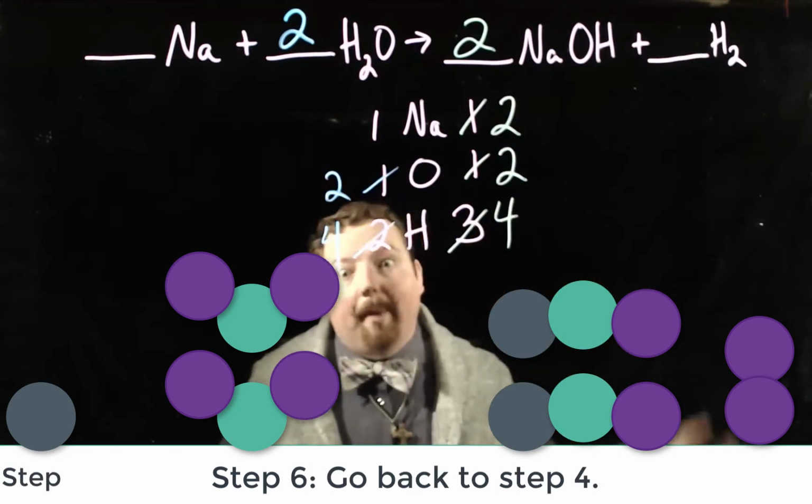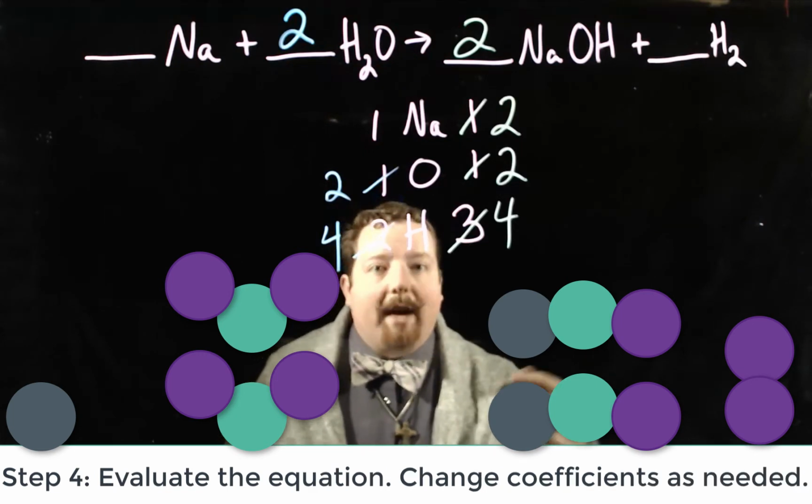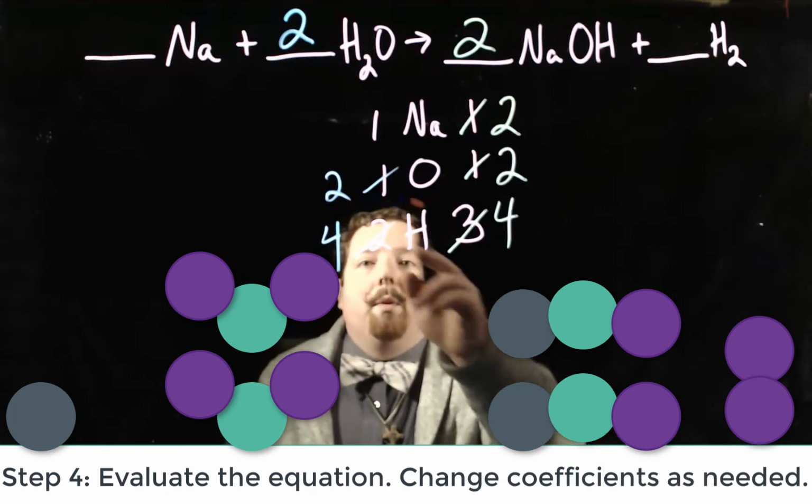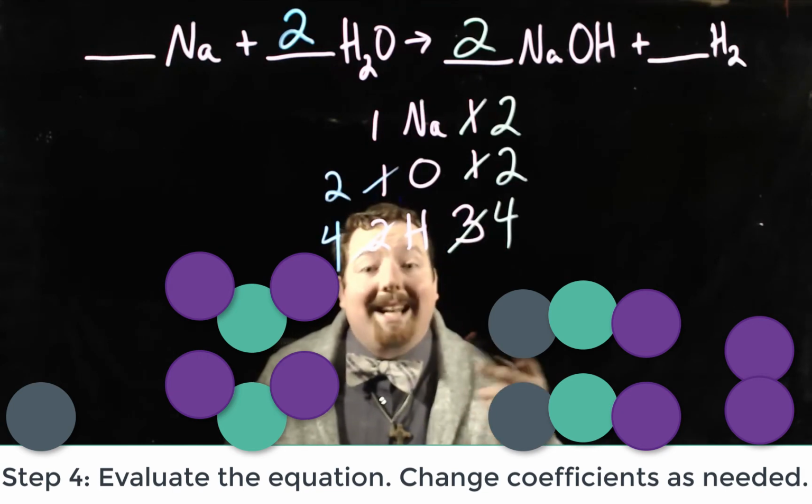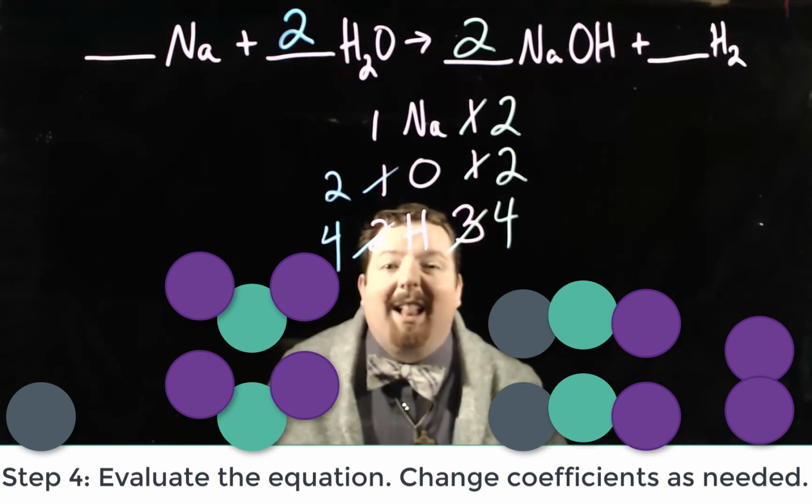Step 6, you want to go back to step 4. Reevaluate again. Our H's are good, 4 and 4. O's are good, 2 and 2, but Nas are 1 and 2. It's a very easy fix.